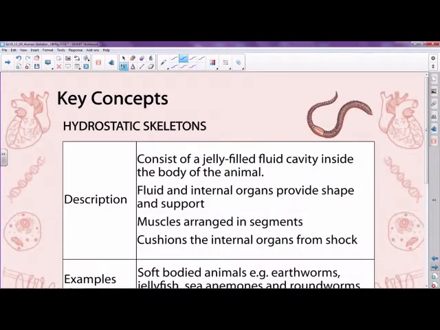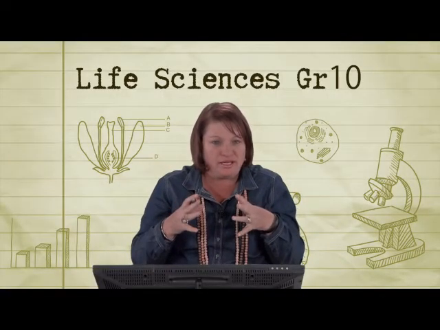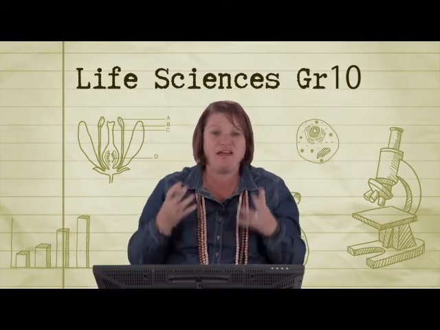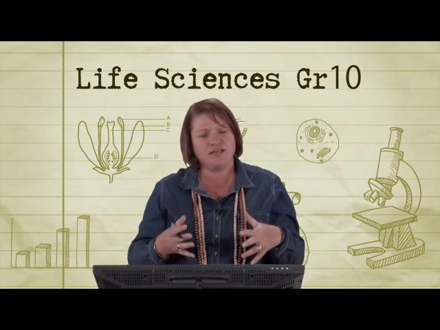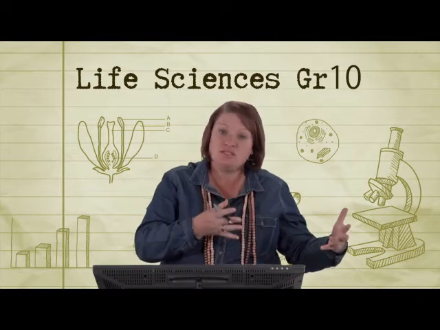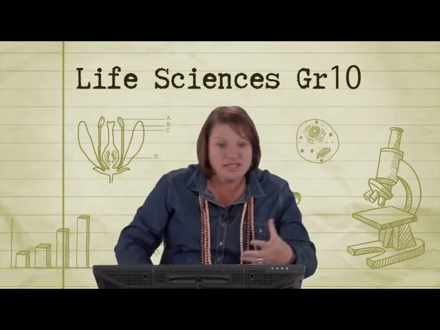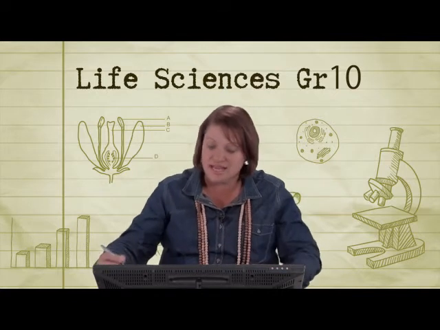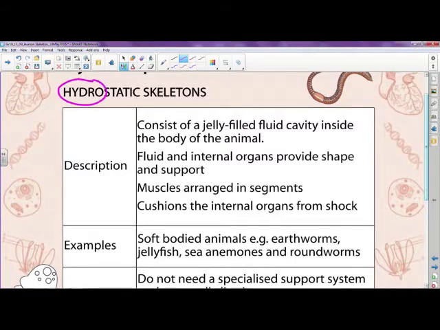I've put it in a table format so that you have an understanding of what kind of skeletons we're looking at, examples of animals that have those different skeletons, and we're also going to notice that the skeletons might have an advantage or a disadvantage to the animal. Now, the first skeleton that we look at is a hydrostatic skeleton. If I use the word hydro, that should tell you that they use water.